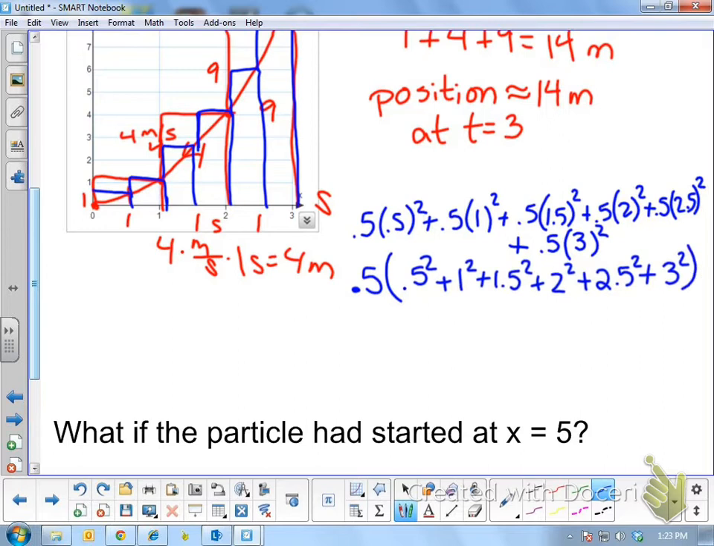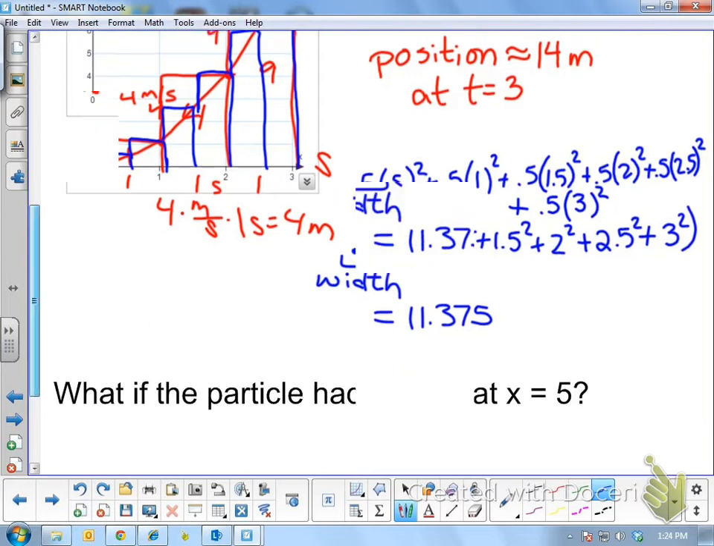As long as our rectangles are all the same width. That doesn't have to happen. Right now we've been working with rectangles all the same width. So we can basically factor out the width of the rectangle, just to make it a little easier to look at and work with. So we got 11.375. That was quite a bit different from what we had before. Before we had 14 meters. Now we have closer to 11 meters.